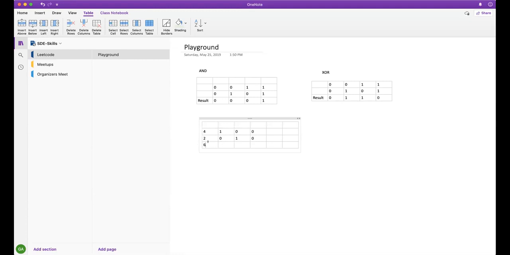Now looking at these two operators, AND and XOR, what do you think can give us 6? What's the representation of 6? 1, 1, 0, correct? So which operator can give us this result among AND and XOR? I mean, we cannot directly get 6 with just one operation. We cannot.